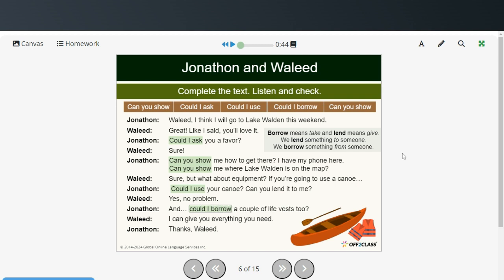Okay, so we introduced a couple of new vocabulary words, borrow and lend. So borrow means to take, and lend means to give. So we lend something to someone, and we borrow money, or other things, from someone. So if we think about money, the bank would lend money to us. We would borrow money from the bank.